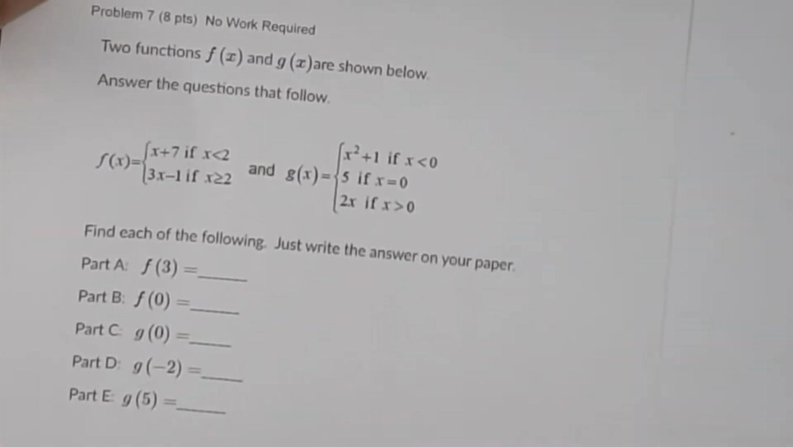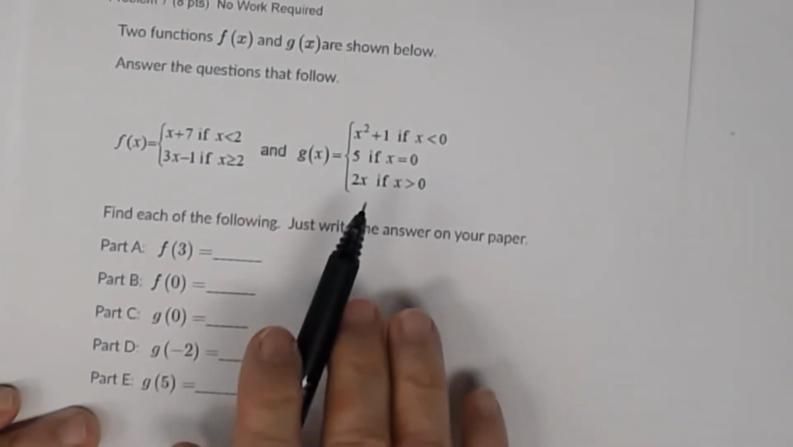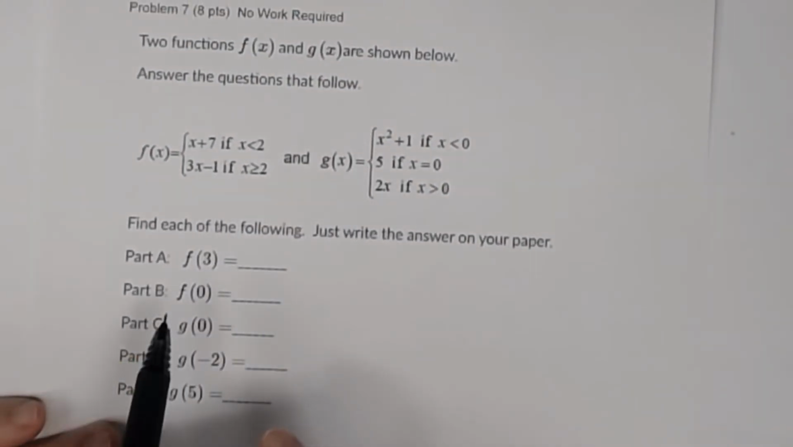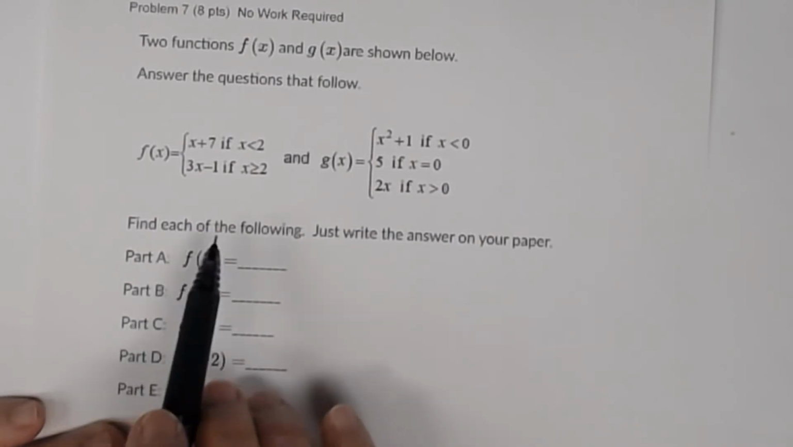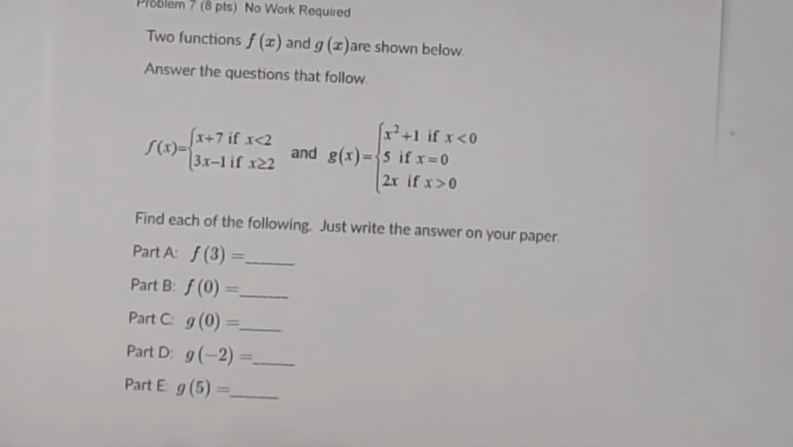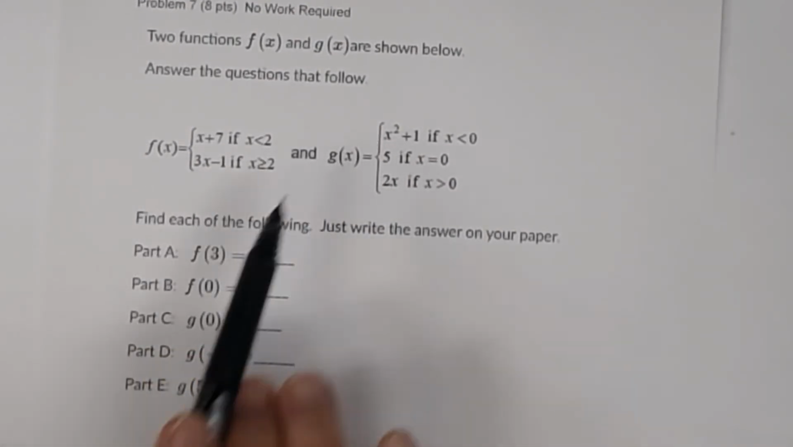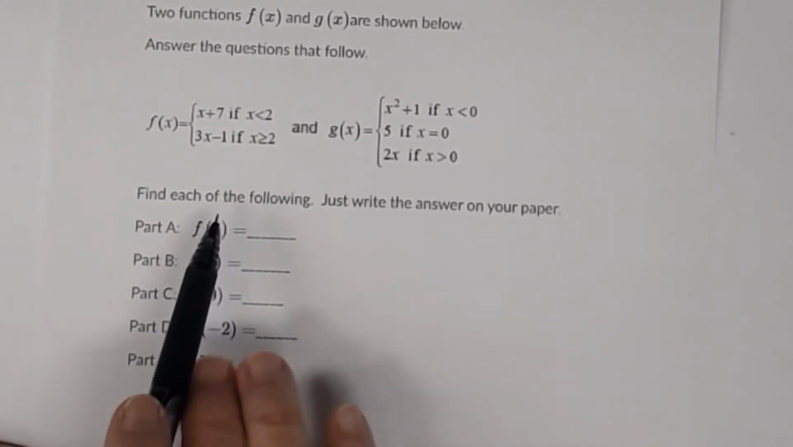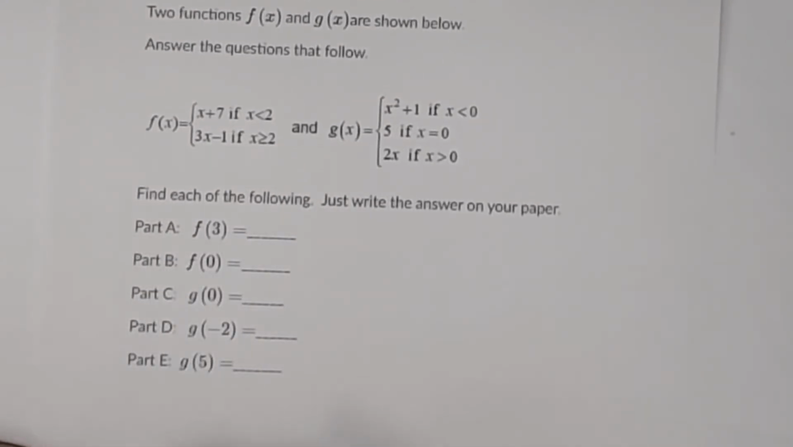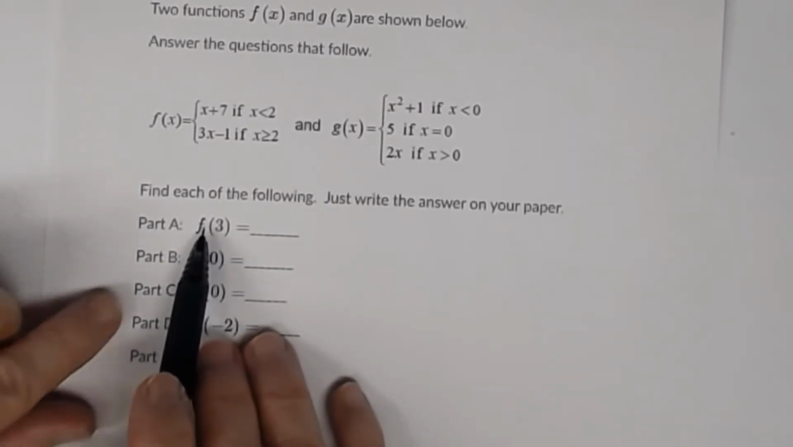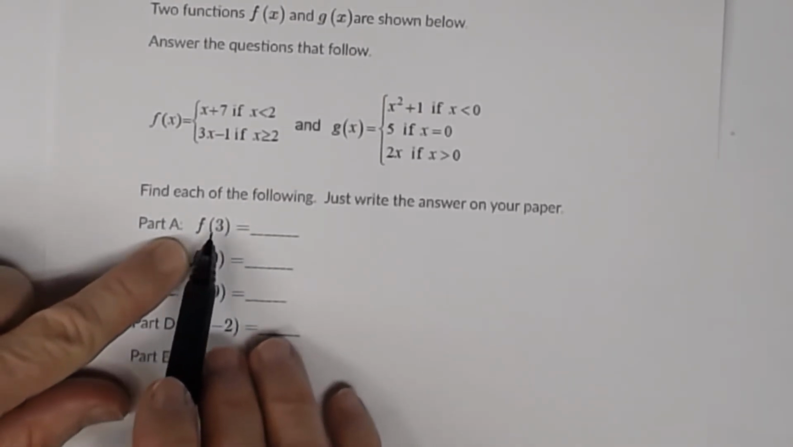Okay, now number 7, you're given 2 functions, and these are piecewise functions, and you want to find each of these values here. Now notice that this is function f and this is function g, so you've got to make sure you're using the correct function as you go along this process. All right, so let's look at part A. So part A says I want to find f of 3. So remember what that means.